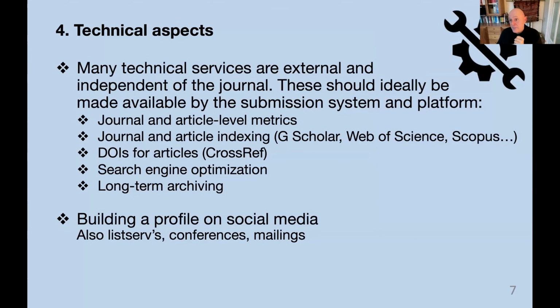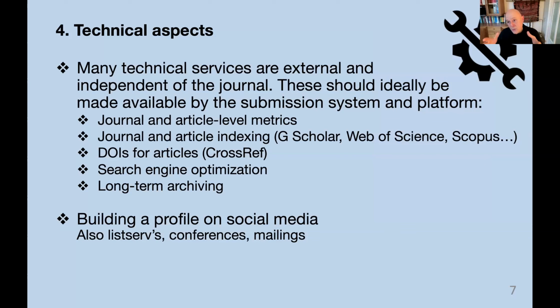Then there are technical aspects, and the technical aspect is probably the thing that is most daunting for people who have never done publishing. But actually, like I said, it's really like a Lego. It's not that complicated. Many of the technical services that we use as editors and publishers are external and independent of the journal. So things, for instance, like journal and article level metrics, or indexing, or DOIs, search engine optimization, and long-term archiving are services that are made accessible by the submission system and platform that you use.